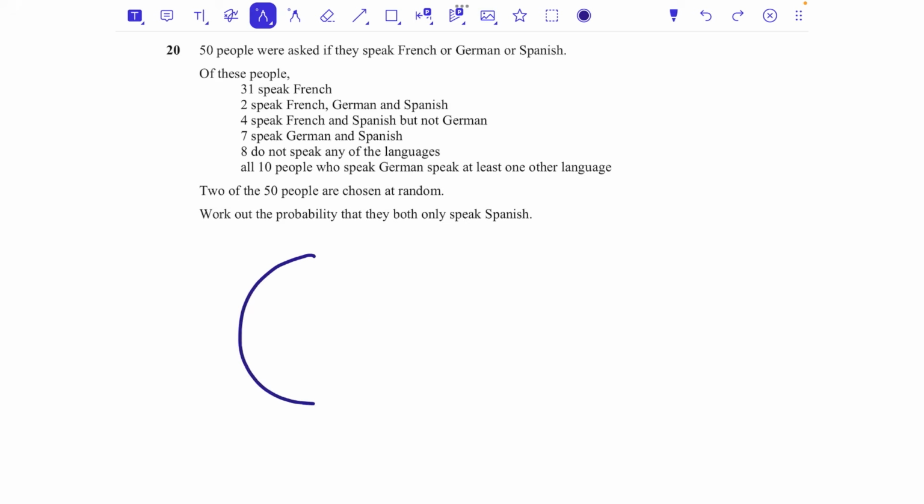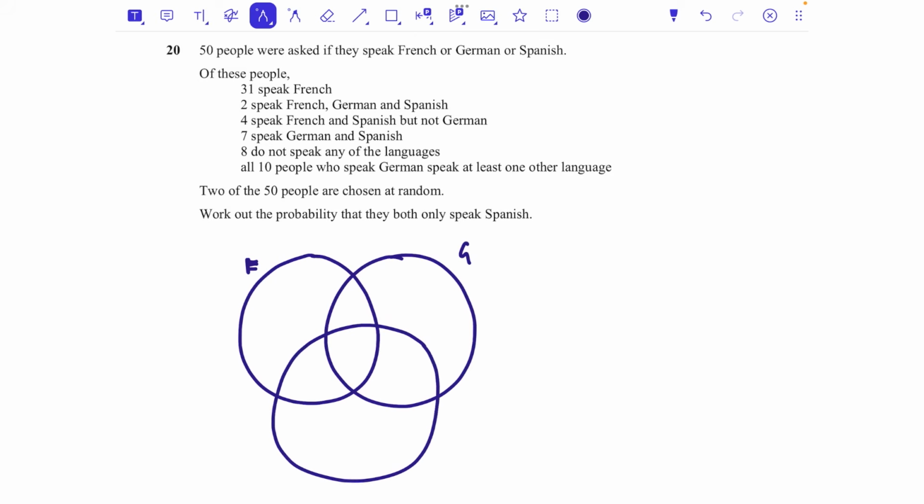So I need a circle for French, a circle for German, and a circle for Spanish, like that. So 50 people altogether, and 31 speak French. Now I'm going to put that on the outside here just for the minute in a bracket. It's not going on the outside, but I don't know where to put that.